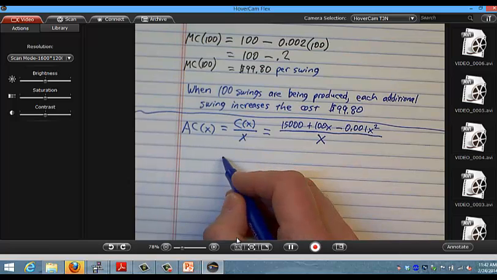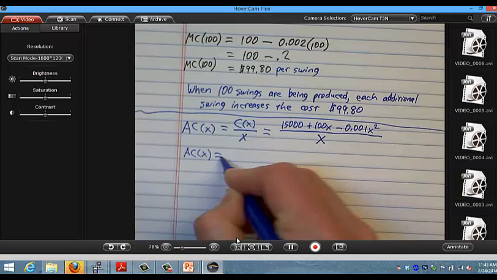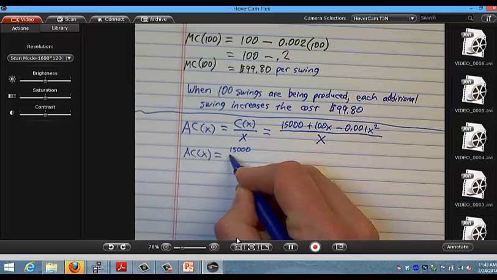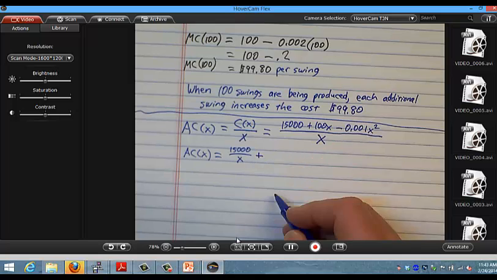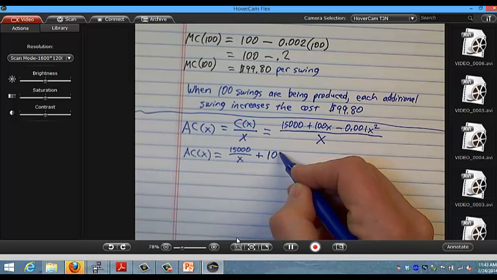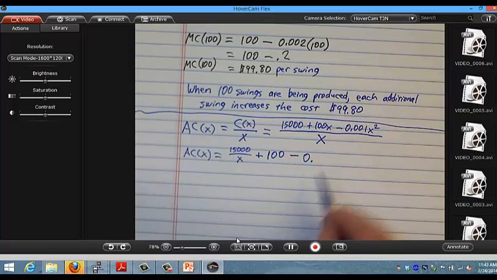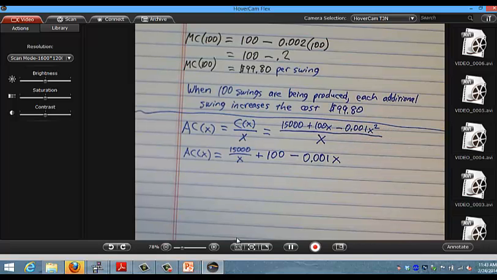So what does it equal? I could say that the average cost function is, how about we write it as 15,000 over x, right? We can split this up into three little pieces. Plus 100. And then minus 0.001x. Does that make sense to people? So this is the average cost function.